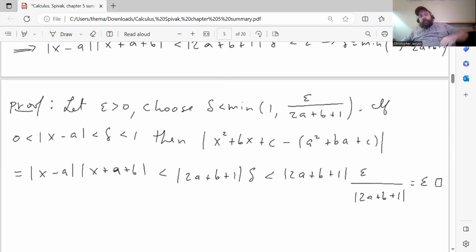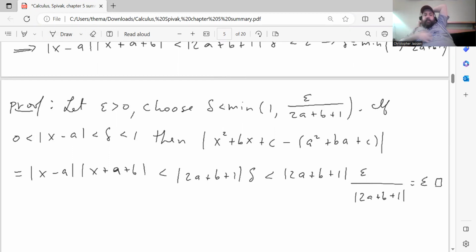Okay, so let epsilon be greater than 0. Choose delta less than the minimum of 1 and epsilon over 2a plus b plus 1. Then if 0 is less than the absolute value of x minus a, which is less than delta, which is less than 1, then the absolute value of f of x minus L, right? The absolute value of x squared plus bx plus c minus a squared plus ba plus c.